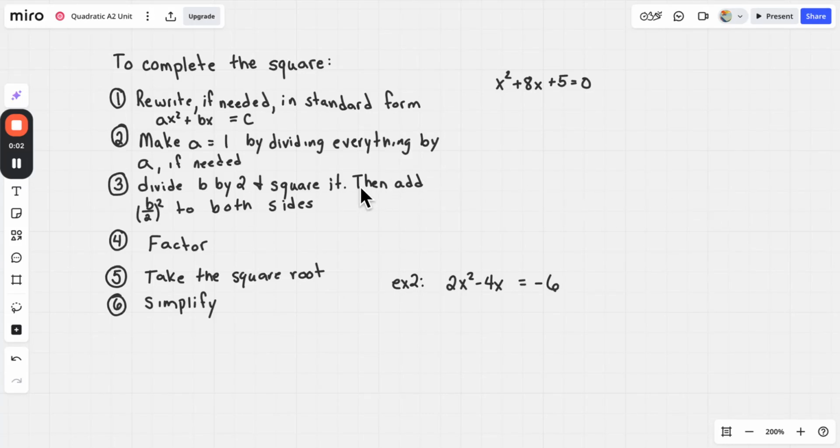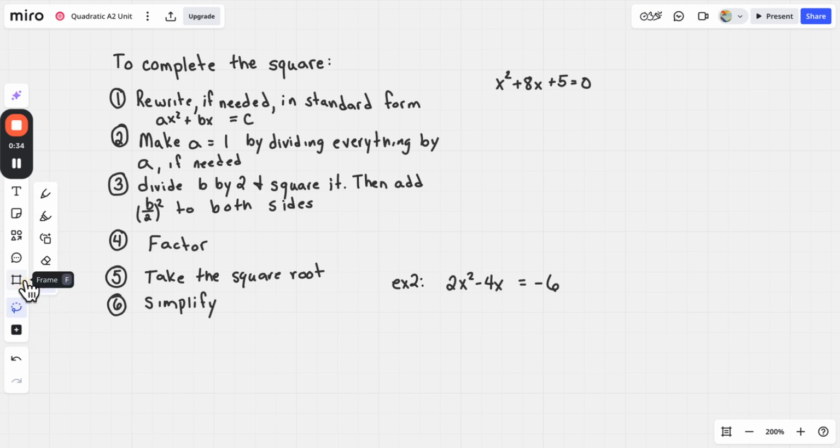Alright, for today's lesson we're going to start with a background skill that you may not have to use nearly as much. It's another form of solving quadratics called completing the square. To be able to complete the square, we need to rewrite, if needed, from standard form to ax squared plus bx equals c form. What that ends up meaning is we get the variables on one side and the constants on the other, and then we can begin to work.